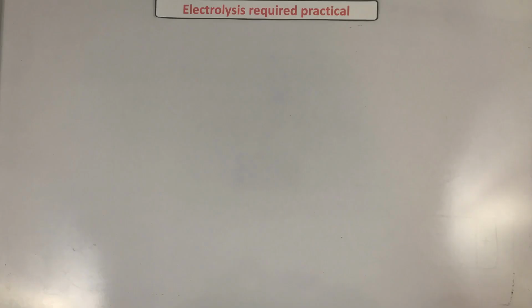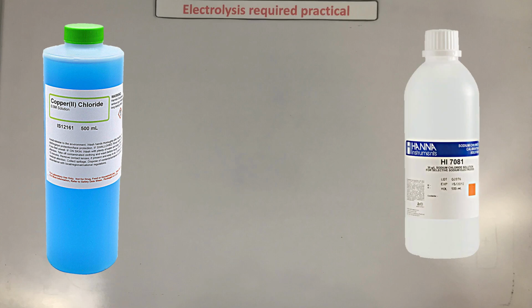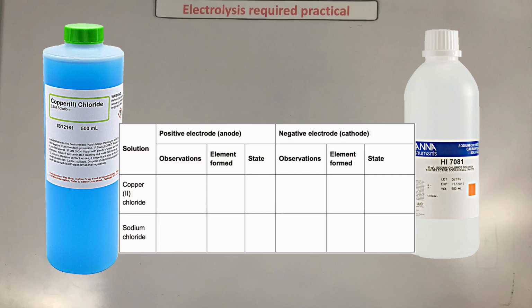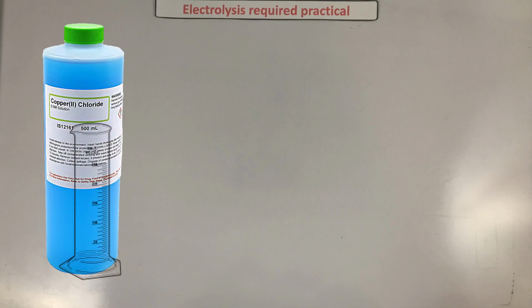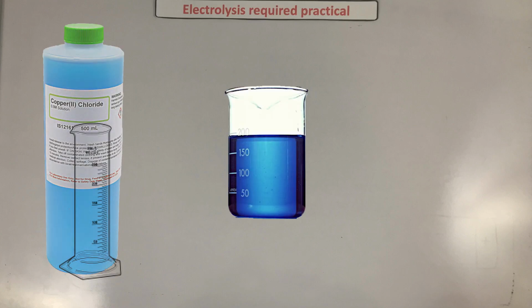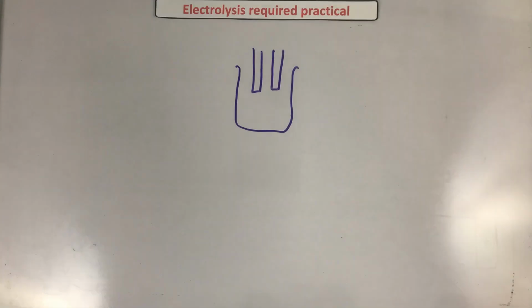Alright, it's practical time. There are various ionic solutions that you can use for your required practical. For this example, I'll be using copper 2 chloride and sodium chloride. I'll be electrolyzing each of these separately and then recording my observations in a table like this one. First, we pour 50 centimeters cubed of our copper 2 chloride solution into a beaker. Then I add the electrodes into the solution. The 2 electrodes should not be touching.